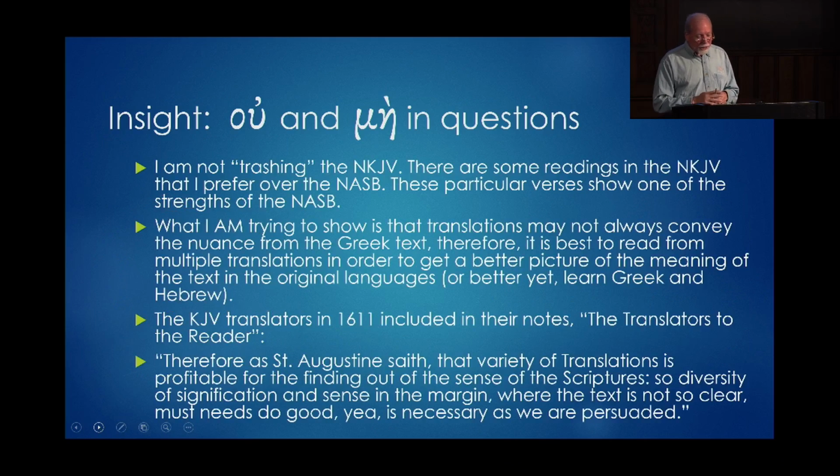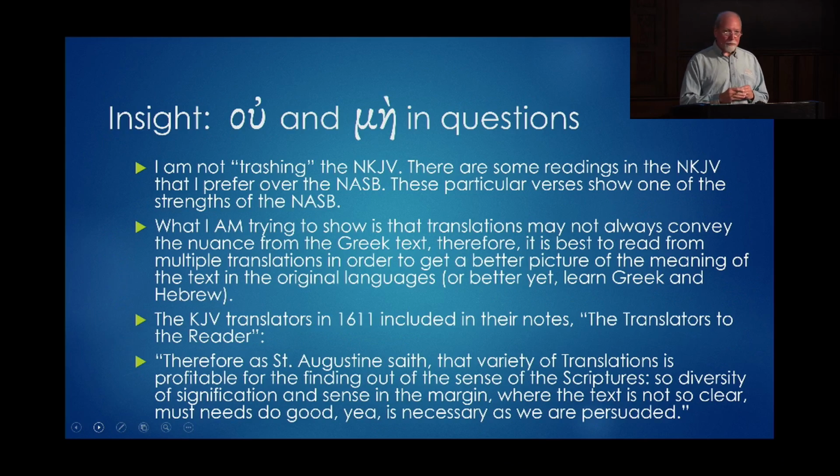Now, just for some clarification, I was comparing the New King James to the New American Standard, and I'm not trying to trash New King James. There are places where I prefer the readings in the New King James over the readings of the New American Standard. I just picked these verses because this is one of the places where we see the strengths of the New American Standard. What I am trying to show is that translations may not always convey the nuance from the Greek text. Therefore, it's best to read from multiple translations in order to get a better picture of the meaning of the text of the original languages, or better yet, learn Hebrew and learn Greek. That's the best way. But if you haven't got time for that, to learn about these things is good. And to use translations wisely is good.